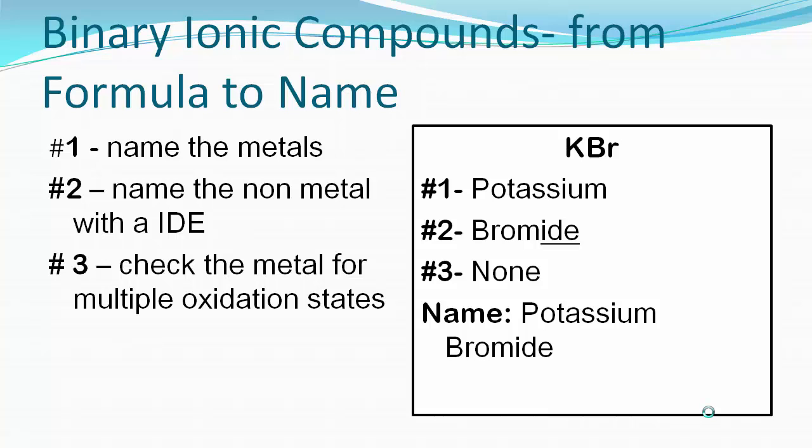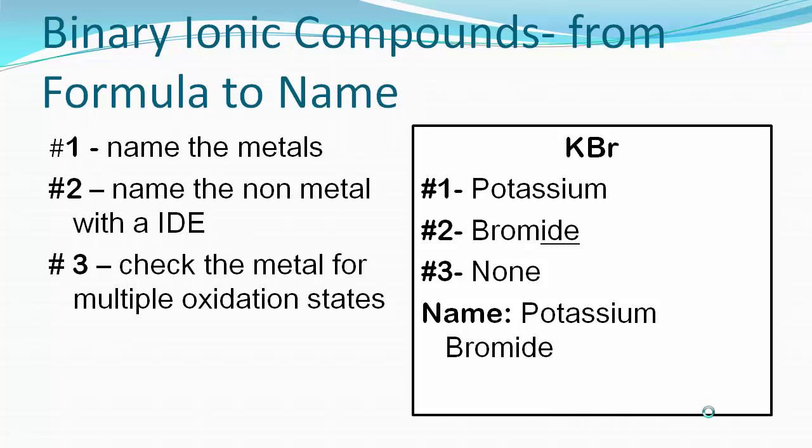That means there are two elements in an ionic compound. So we just did from name to formula. But how about if they give you a formula? You have to do three simple steps. Number 1, name the metal. Number 2, name the non-metal and add the -IDE at the end.